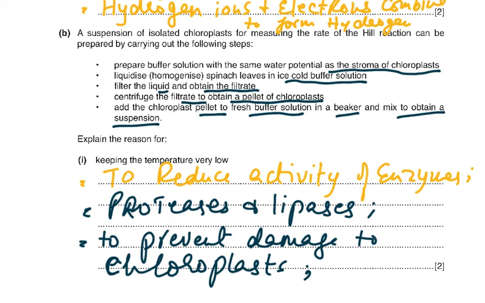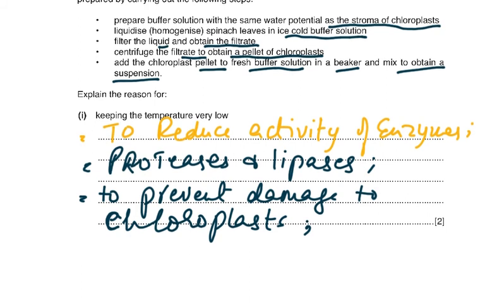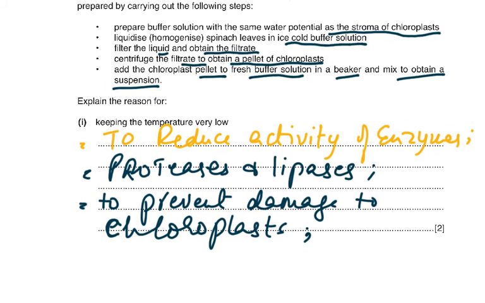Explain the reasons for keeping the temperature very low. Naturally, to reduce activity of enzymes, because the chloroplast would be destroyed. The chloroplast has enzymes in it, it has DNA in it, it has an outer membrane, phospholipid bilayer, inner phospholipid bilayer. So to keep the temperatures low, we want the activity of the enzymes to be less. We don't want the lysosomes to start working. So proteases and lipases would digest the proteins in the chloroplast and the phospholipid bilayer, and this will prevent damage to the chloroplasts. So the reason why we've kept the temperatures low is not just to reduce activity of enzymes, but which enzymes? Because this was for 2 marks, so you need to give something more about it.